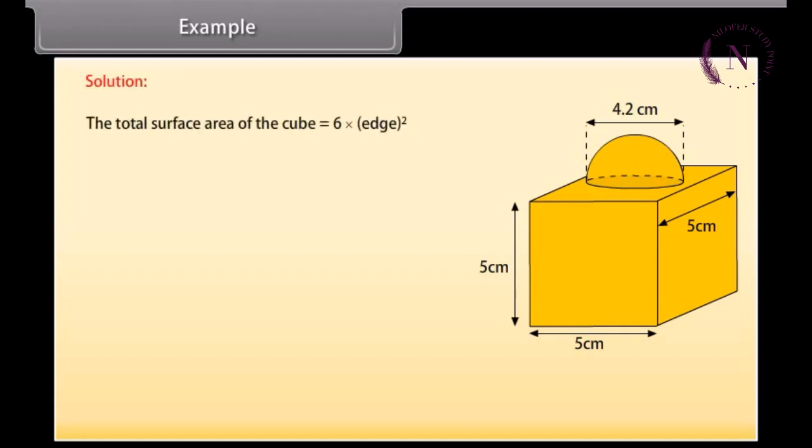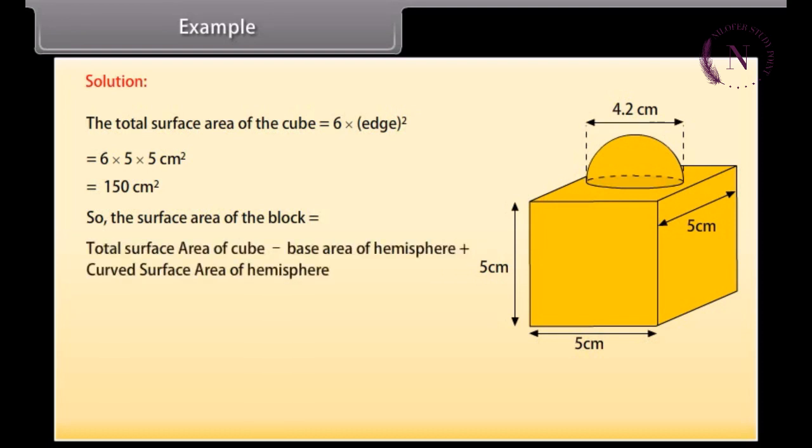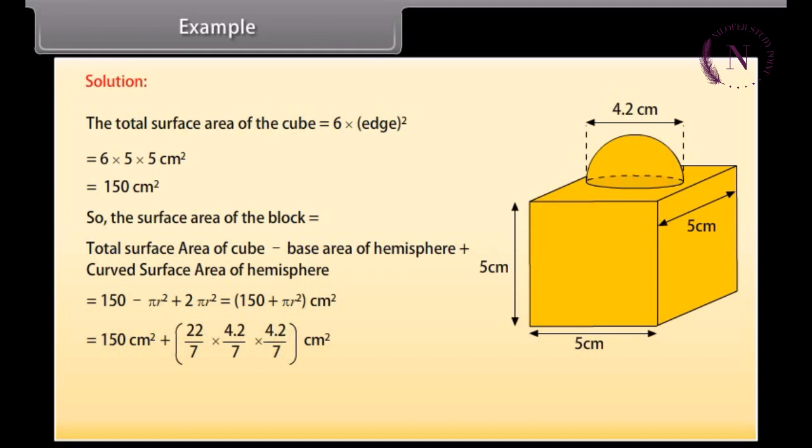Solution. The total surface area of the cube is equal to 6 into edge square, which equals 6 into 5 into 5 centimeters square, which is equal to 150 centimeters square. We can see that the part of the cube where the hemisphere is attached is not included in the surface area. So, the surface area of the block is equal to total surface area of cube minus base area of hemisphere plus curved surface area of hemisphere. On substituting the values, we can find the surface area of the block, which is 163.86 centimeters square.